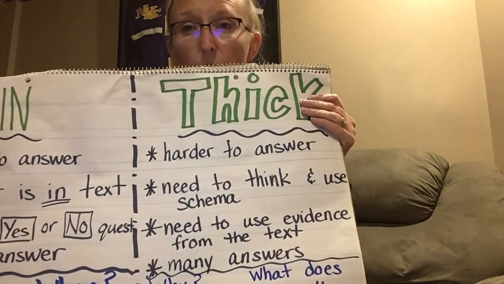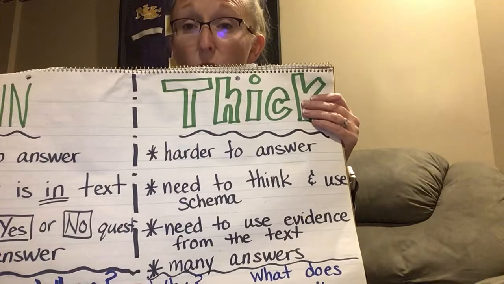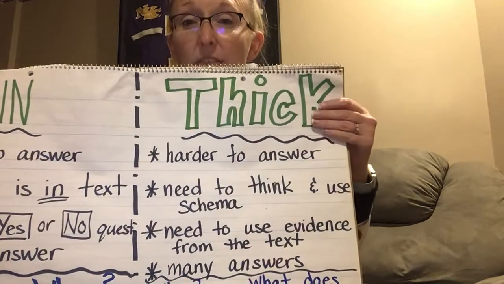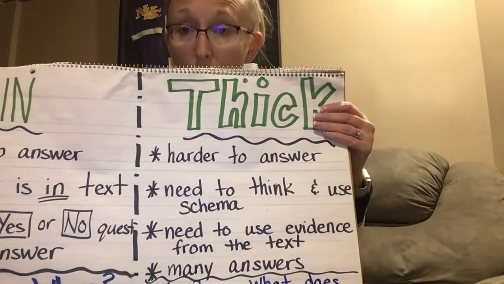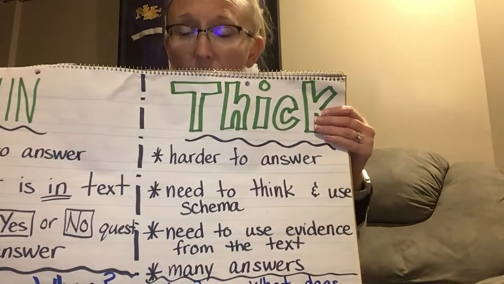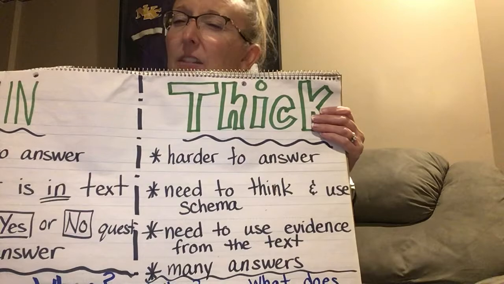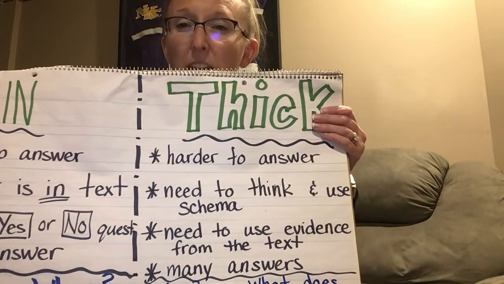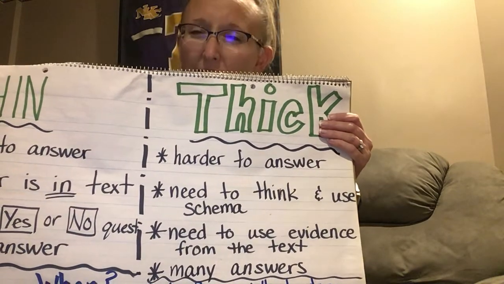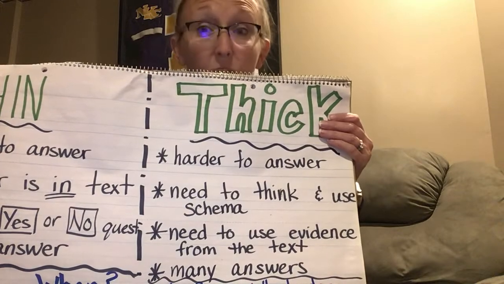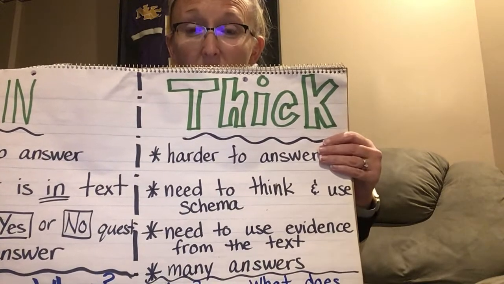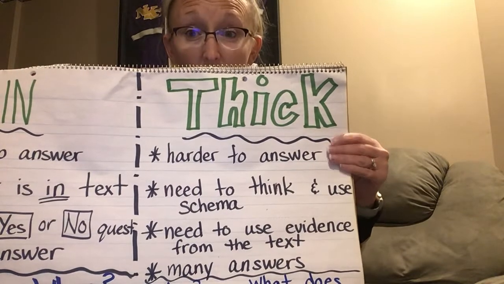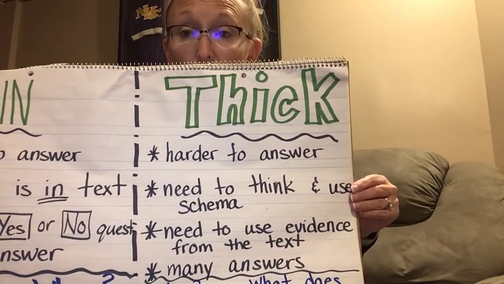Sometimes when you're doing reading with me in Zooms, or if you're doing a reading test, these are the types of questions that you get stuck on because the answer is not in the book. They're not telling you the answer. You can look and look and look, but you have to use what's in the book plus what's in your brain, or your schema, to help you answer these questions. So let's see what a thick question is. It's one that's harder to answer. You need to think and use your schema.